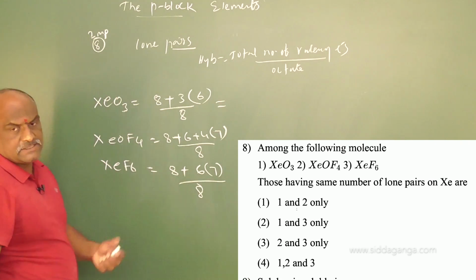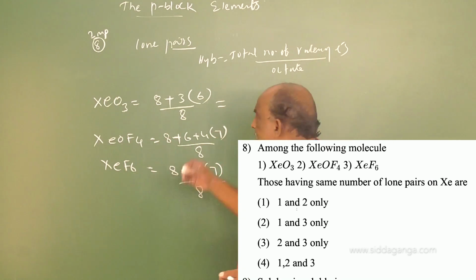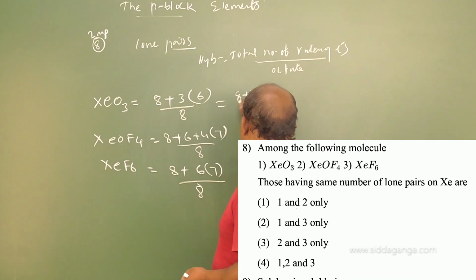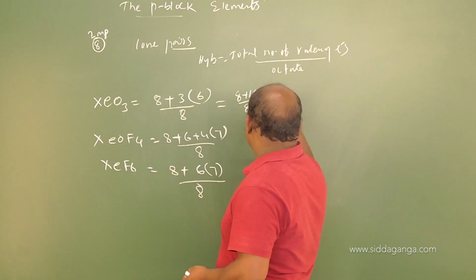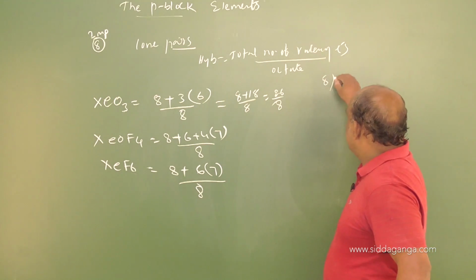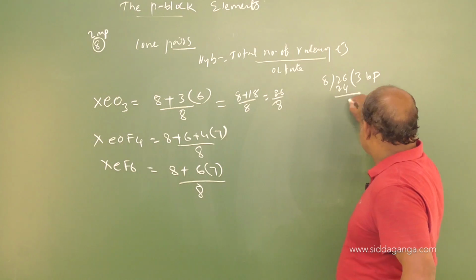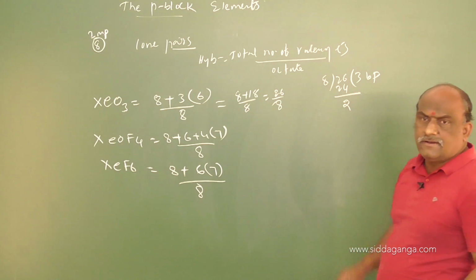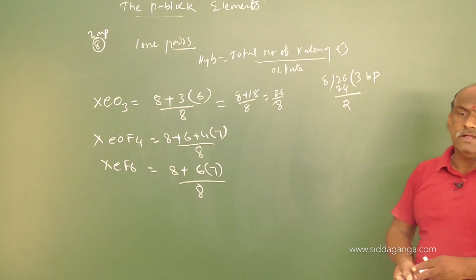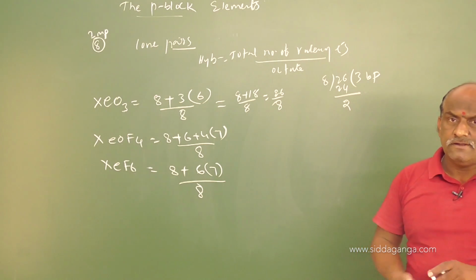So here, first case, calculate that: 8 plus 18 by 8, which is equal to 26 by 8. 26 by 8 is 8 threes are 24. These are bond pairs. So what will be left here? The left value is 2.